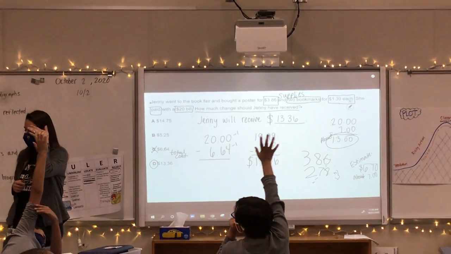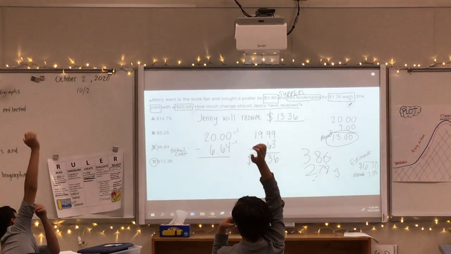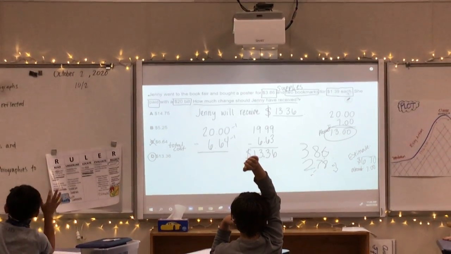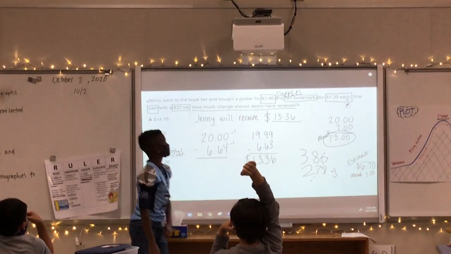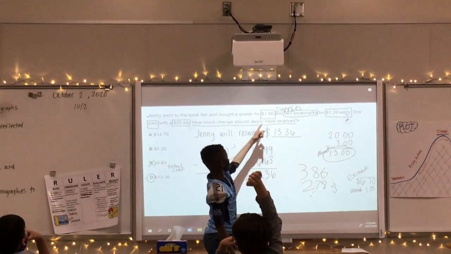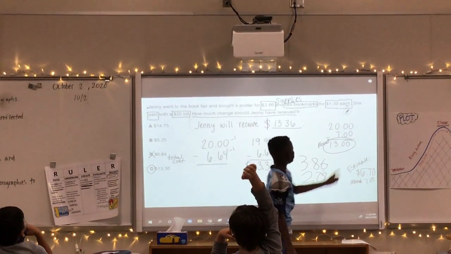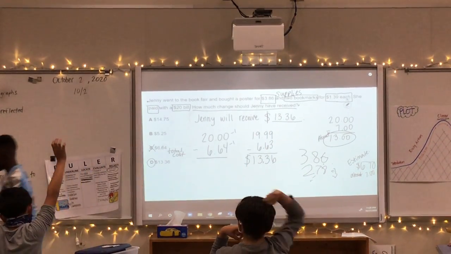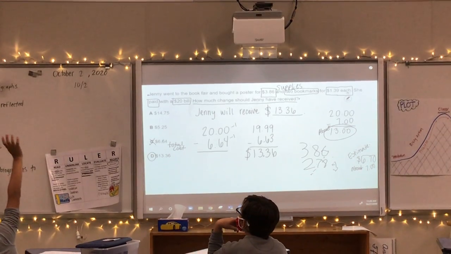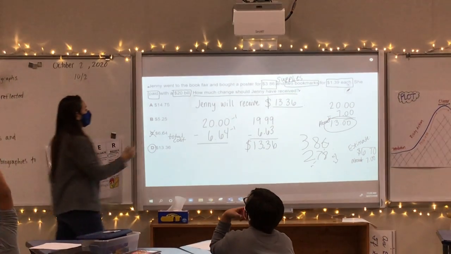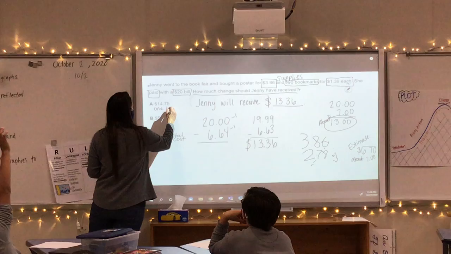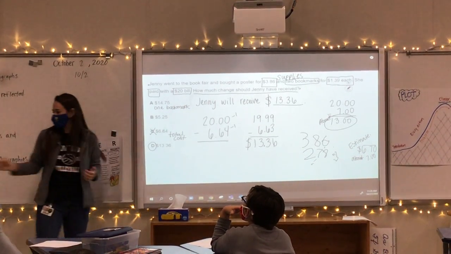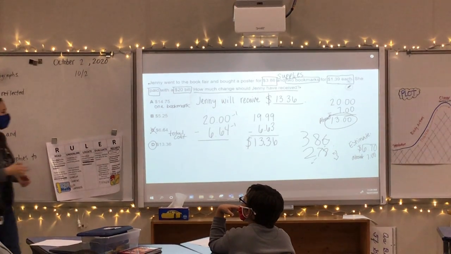Why might someone pick answer choice A? Vivian, why might someone pick answer choice A? Because they'll do $20 minus $3.86 and then minus $1.39, but they wouldn't add the second bookmark. Okay, that's going to be the amount of change she gets if they don't add the second bookmark, right? So this only has one bookmark. I like that you already looked ahead at that. That's awesome. Go ahead, Jonathan.